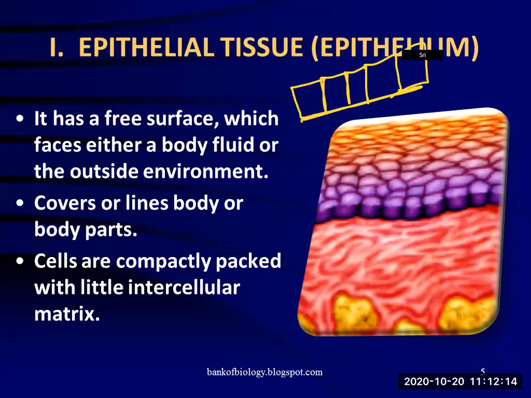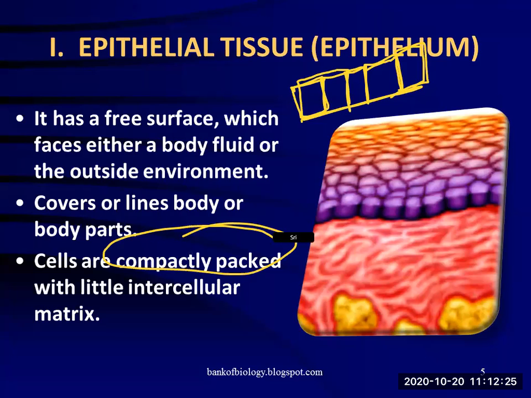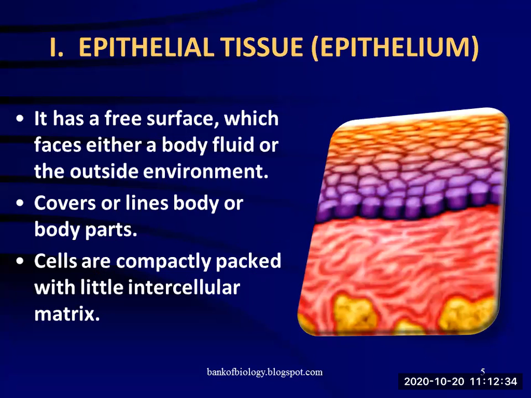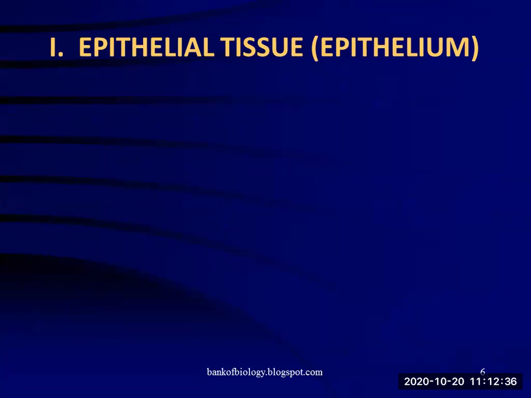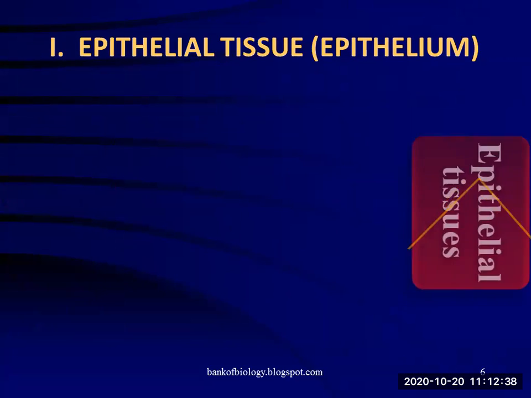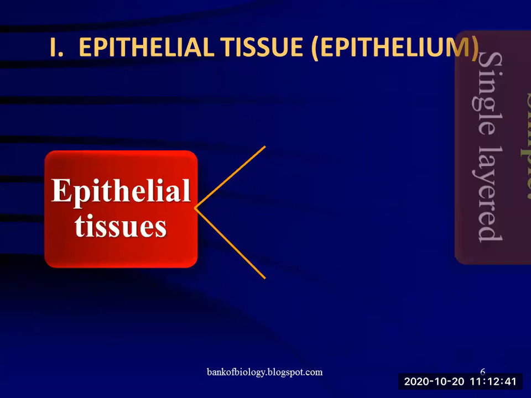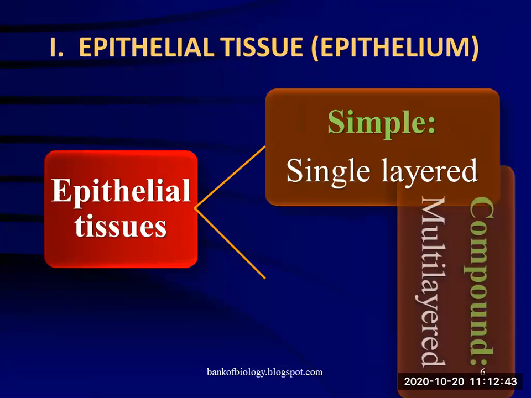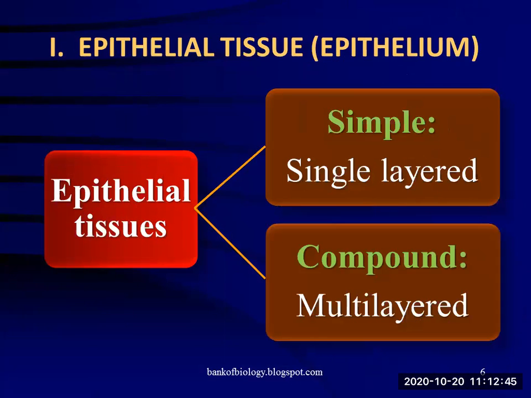Then about the properties: epithelial tissues lie on the basement membrane and are closely connected to each other. That means the gap between the cells is very, very less. They are compactly packed with a little intercellular matrix. That is to be remembered, and these are the properties of epithelial tissue: lies on basement membrane, compactly packed with little or no intercellular matrix.